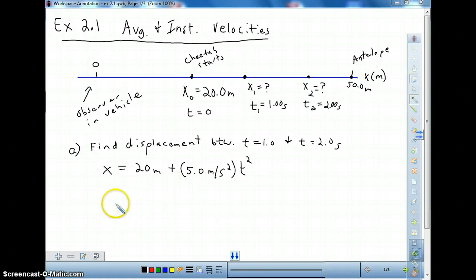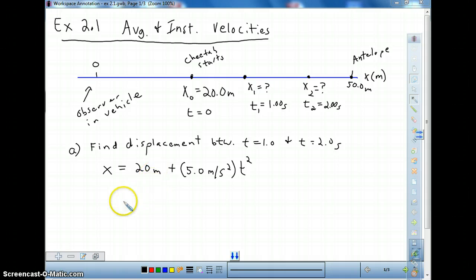Okay, this example is 2.1 in your textbook, and goes over the basics of finding both average and instantaneous velocities. So the situation given is that we have an observer and a vehicle. I traced out the same number line given in your textbook at x equals 0 meters. And they are watching a cheetah, which is 20 meters east of them, starting up and beginning to chase an antelope. And these are some of the given values on the number line in your book.